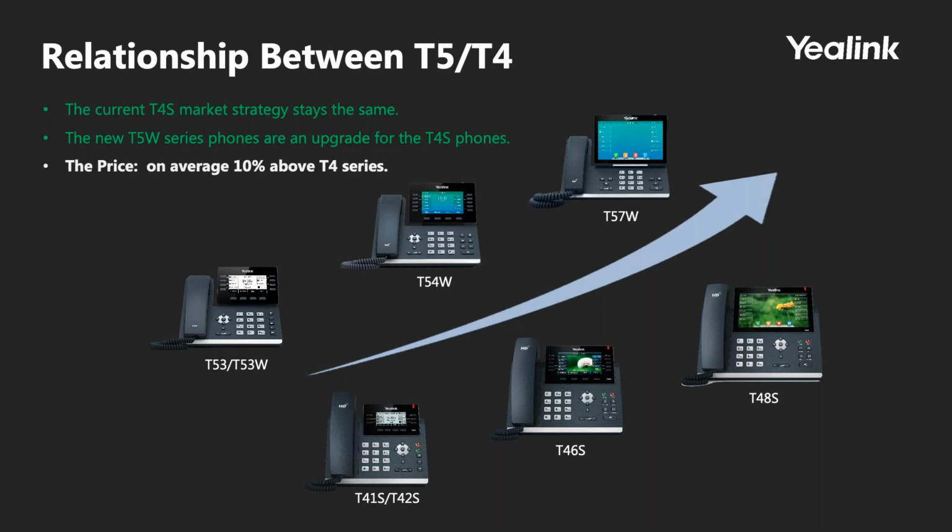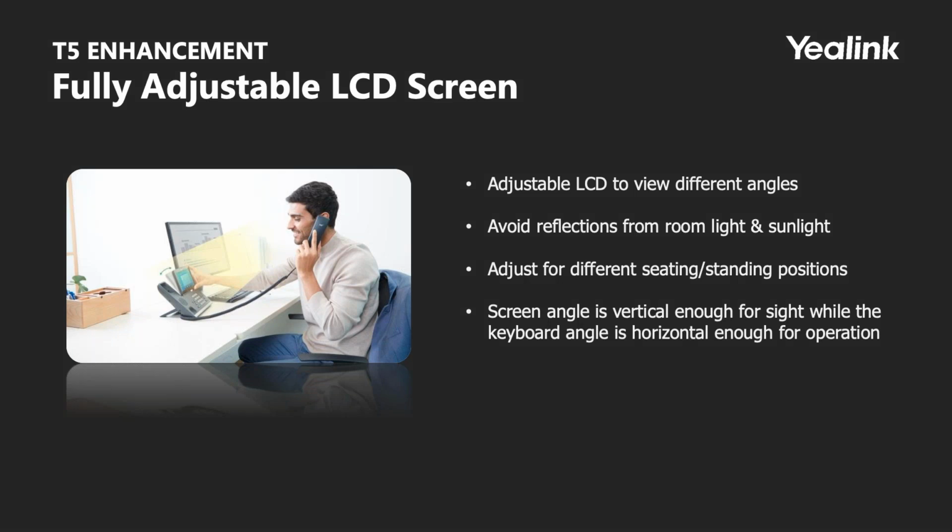And so there is a bit of a price difference between the T4s and the T5s. On average, it's about 10%. But we're also going to talk about in this presentation where that value comes in. What do you get with that 10% difference? And so with that, we'll run one by one through some of the specific enhancements made to the T5 series.